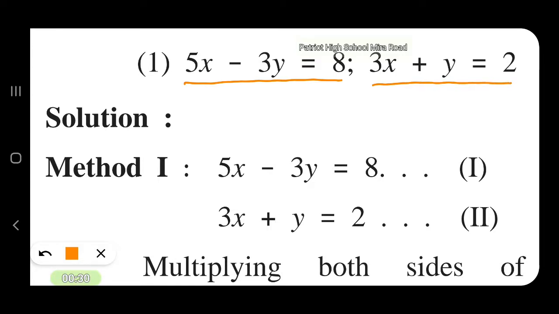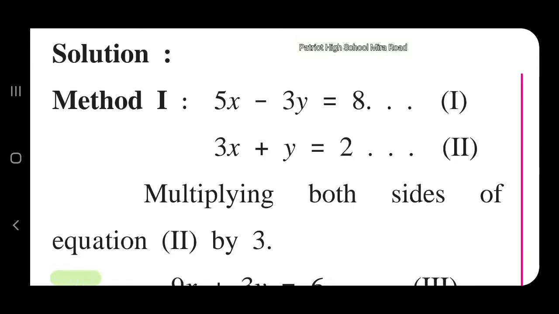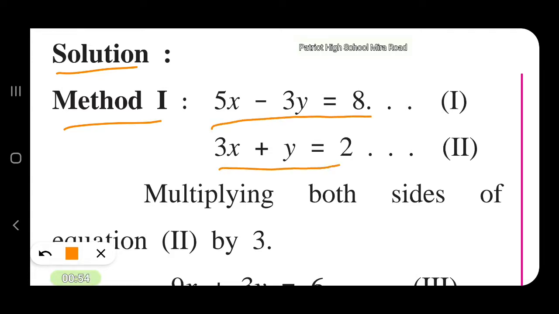We write it in this form, one above the other, and we name it as number 1 equation and number 2 equation. Solution method 1. So we have these two equations, one above the other. We write it in the vertical form.